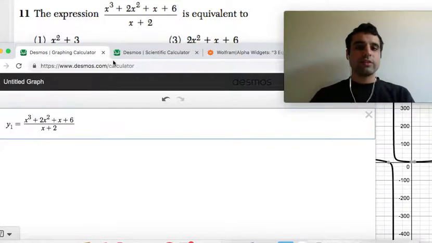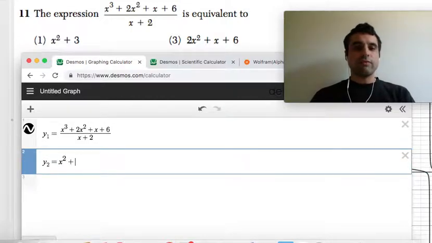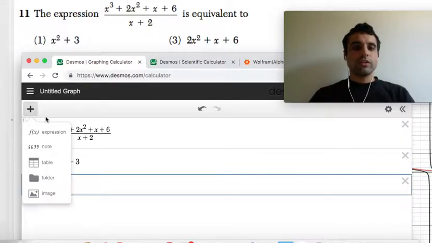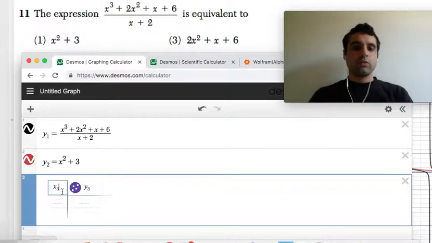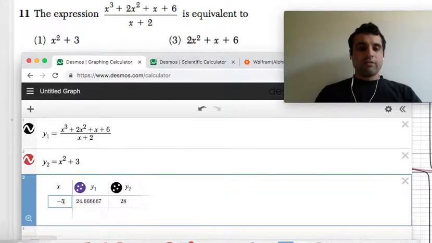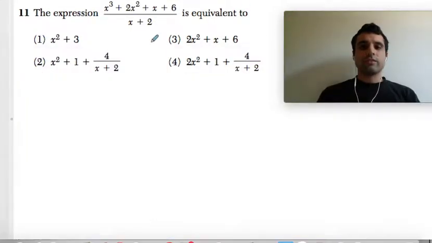And then all we have to do, since it's multiple choice, is enter a table and see which one gives us the same value. So I'm going to change y2 until we get the ones we want. For this one, I'm going to enter a table. One way is to enter y1 and y2 separately. The other is to do y1 minus y2, and you should get 0 for all the inputs of x, right? So let's start at -5. You see that's not going to work, right? Since we don't get the same outputs, we already know it's not choice 1.